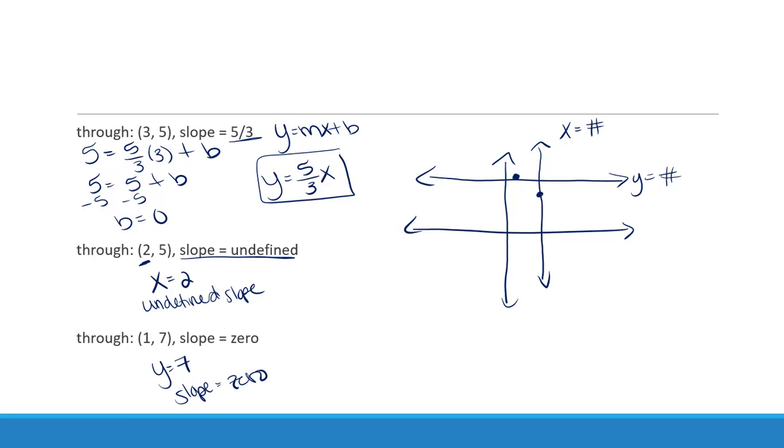X equals some number, your slope is going to be undefined. The way that I remember it, I always think about x's are bad. So if you get an x on your paper, that's considered a bad thing. So this is the one that has the undefined slope.